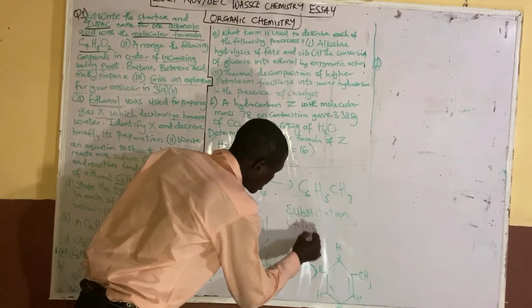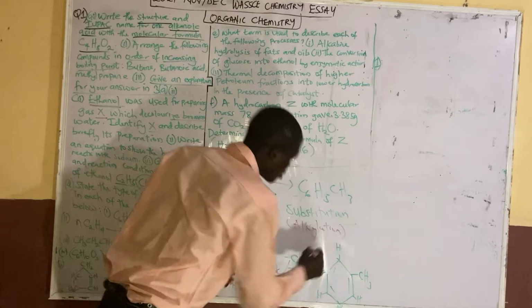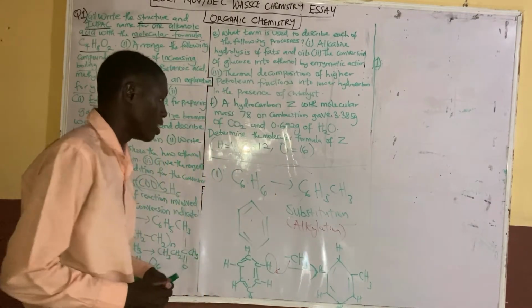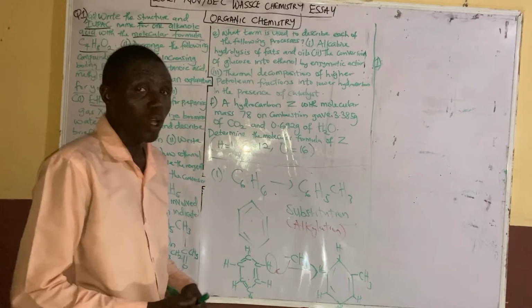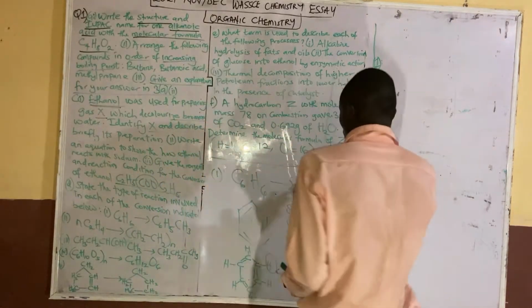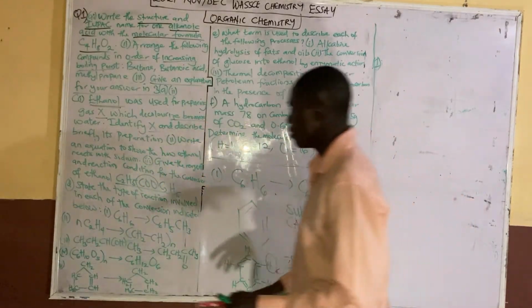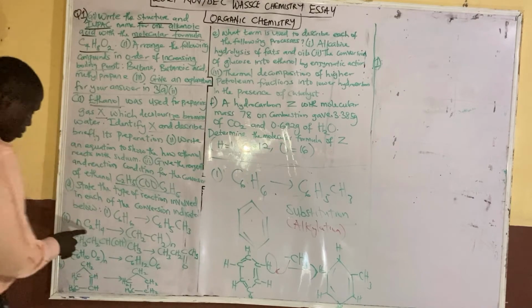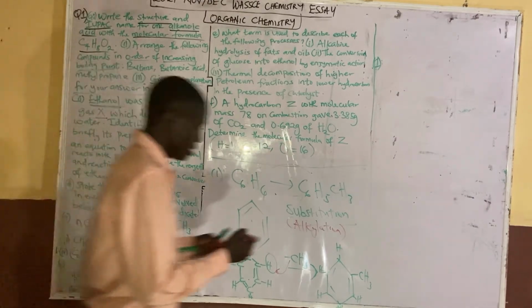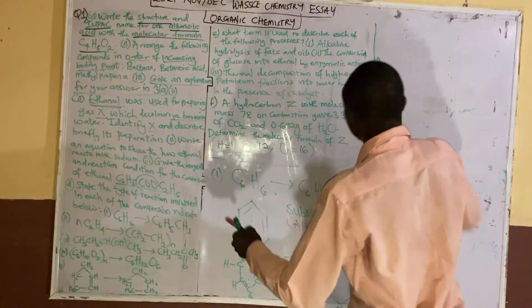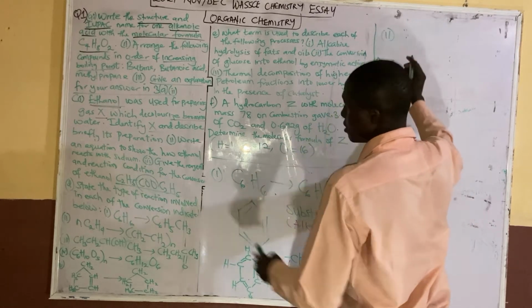But substitution reaction is enough. Just like substitution reaction, they will give you your homework. So the substitution reaction called alkylation is the addition of what? Alkyl group. Now, the next question is what? Look at this. We are asked to tell us the conversion that takes place.